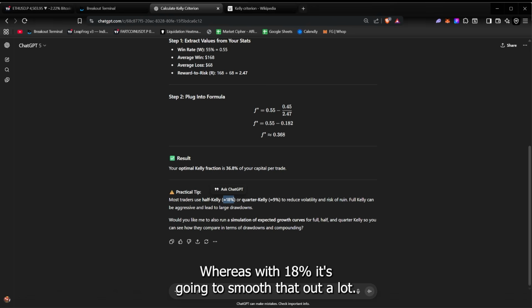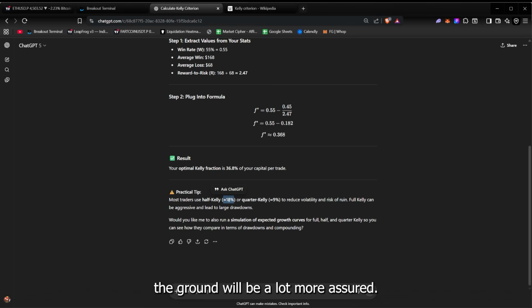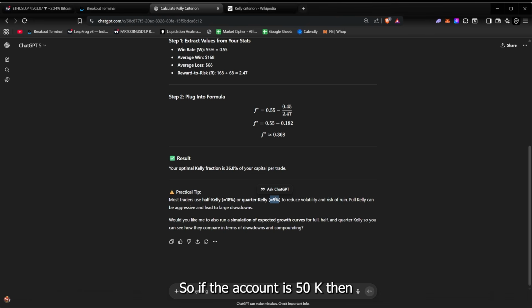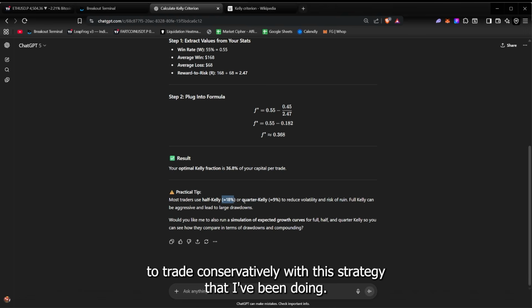Whereas with 18%, it's going to smooth that out a lot, and your odds of, or my odds, I should say, of getting this account off the ground will be a lot more assured. And then the same goes with 9%. This is a conservative number that I should probably be trading with. So if the account is 50K, then I would only be putting about 5 to 10 grand in these trades to trade conservatively with this strategy that I've been doing.